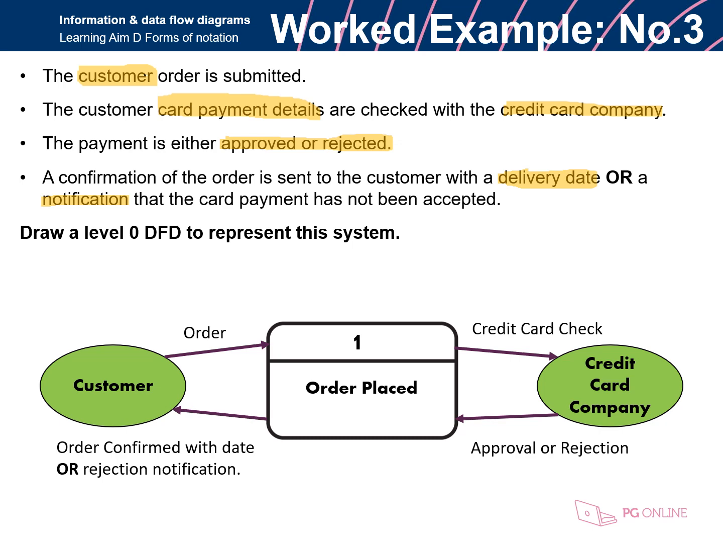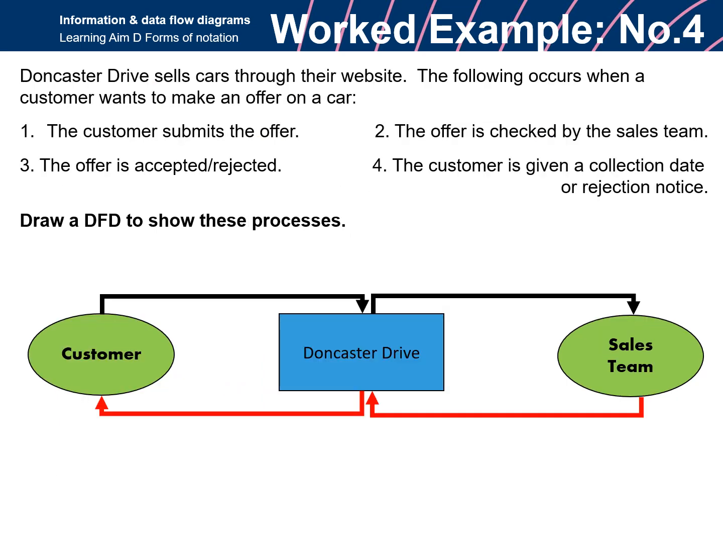Hopefully you got that correct. In our final example, we're going to go from a level 0 data flow diagram into a more detailed level 1 version. Let's understand the scenario. We have a company called Doncaster Drive who sell cars through their website. We know that there are 4 stages to this data flow diagram.